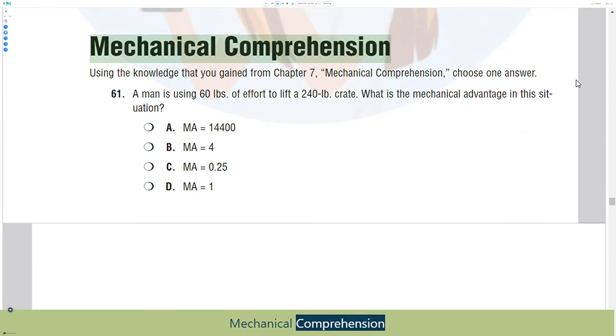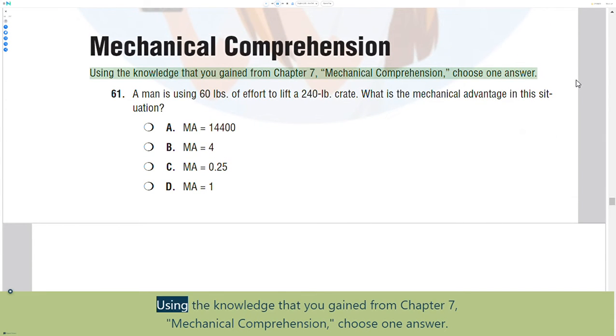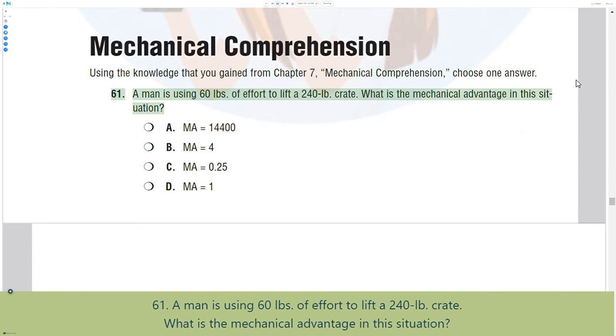Mechanical comprehension. Using the knowledge that you gained from Chapter 7, Mechanical Comprehension, choose one answer. 61. A man is using 60 pounds of effort to lift a 240 pounds crate. What is the mechanical advantage in this situation?